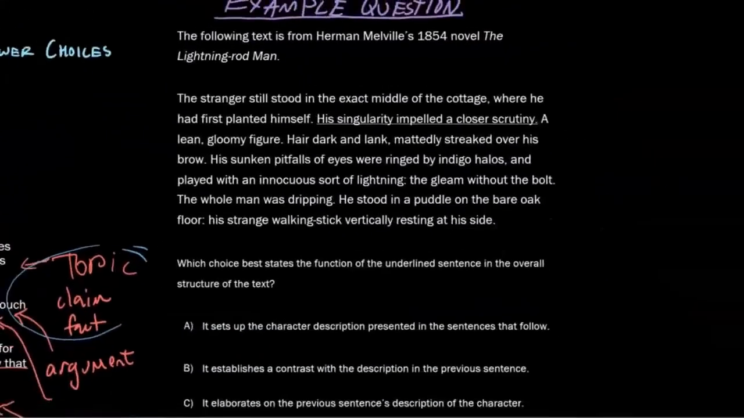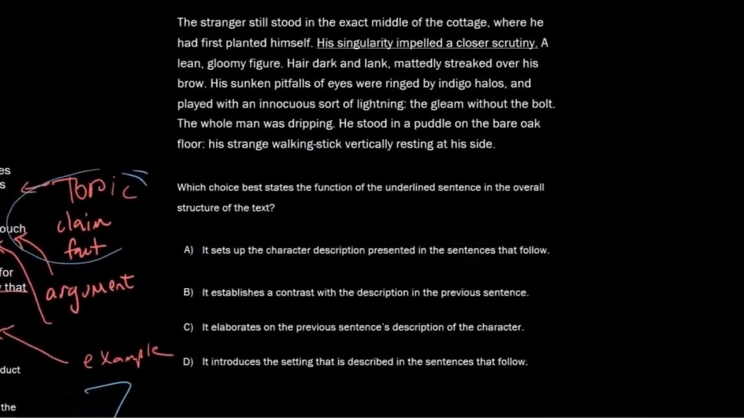Let's take a look at this question from The Lightning-Rod Man. The stranger still stood in the exact middle of the cottage where he had first planted himself. Okay. That's just kind of introducing it. Now we're going to take a look at our answer choices here. So which choice, blah, blah, blah, we know what the question's asking. A: it sets up the character description presented in the sentences that follow. B: it establishes a contrast with the description in the previous sentence. C: it elaborates on the previous sentence's description of the character. D: it introduces the setting that is described in the sentences that follow.